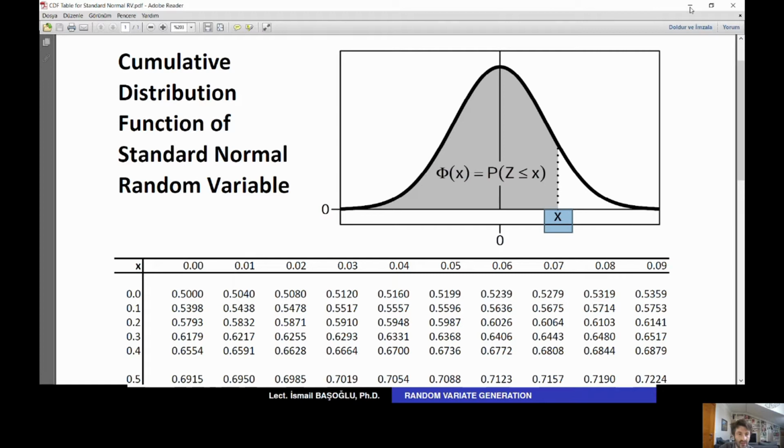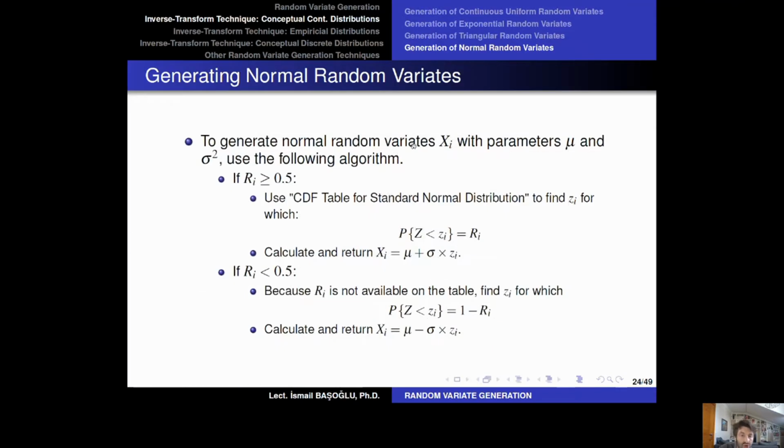So how does this work? It says, if we want to generate a normal random variate with mean mu and variance sigma squared. Now remember, if it says variance, we need to identify the standard deviation by taking the square root of the variance. Now the algorithm is as follows. If your random number is greater than or equal to 0.5, then we are just going to use the CDF table directly. And we need to find the critical Zi value for which the cumulative probability in the standard normal CDF is equal to that Ri value.